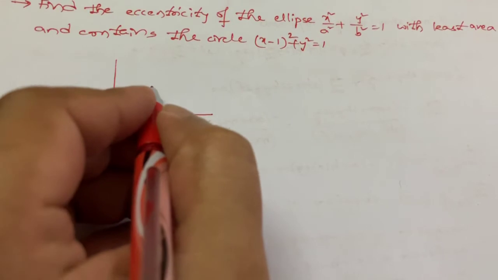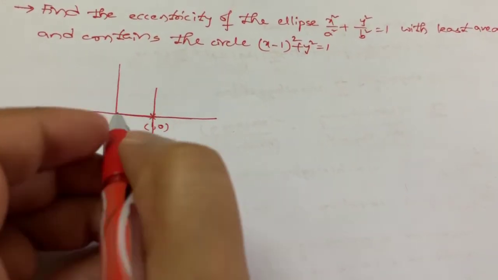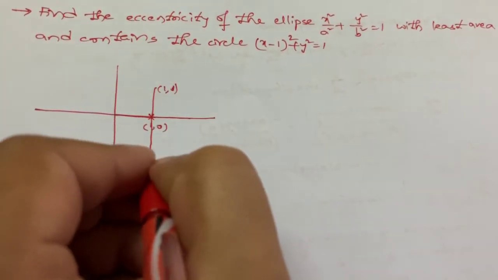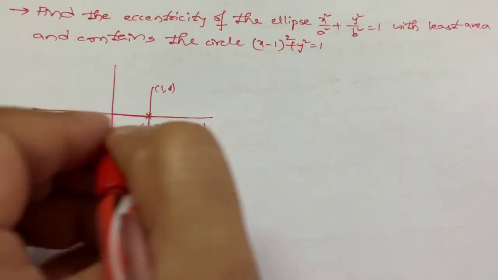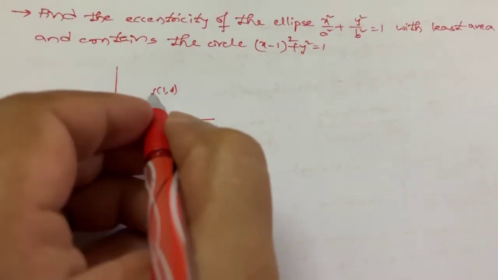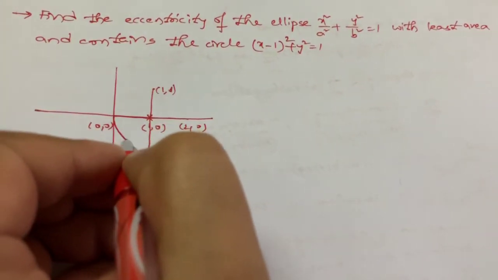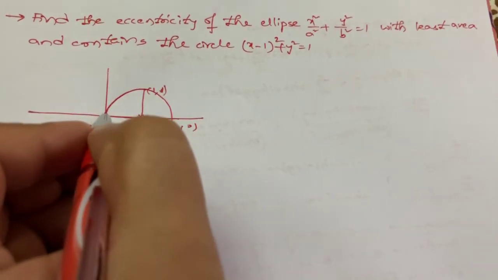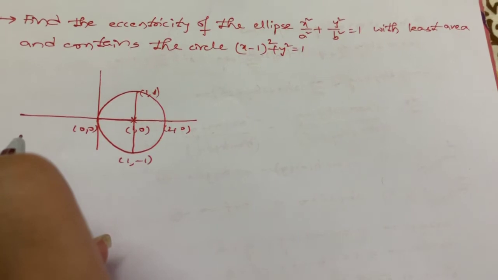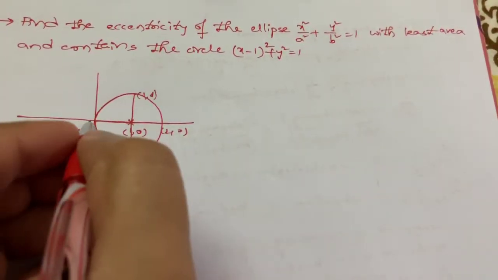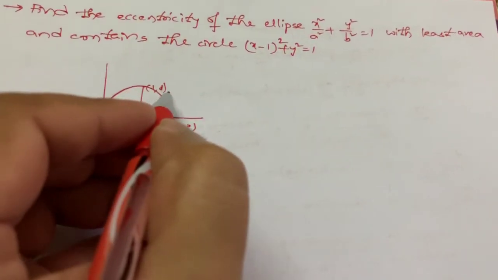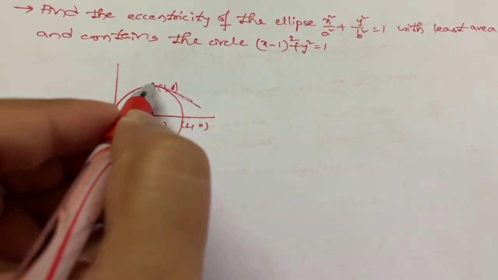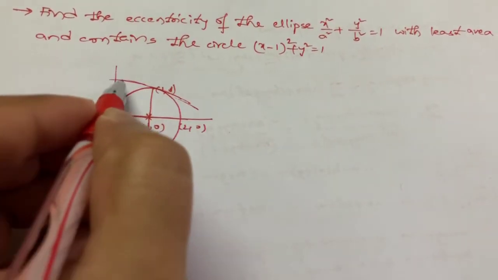So the radius is 1 unit, so the circle will be passing through (1, 1) and (1, −1), (2, 0), (0, 0), right? So if I draw, the circle will be like this. So this is how the circle will be, and the ellipse is having center at (0, 0). So now if the ellipse should contain the circle, the ellipse should be like this.